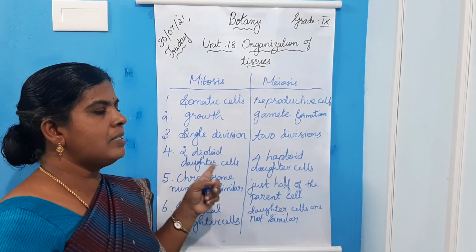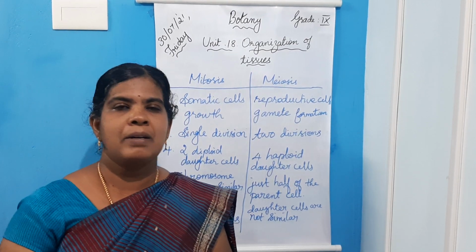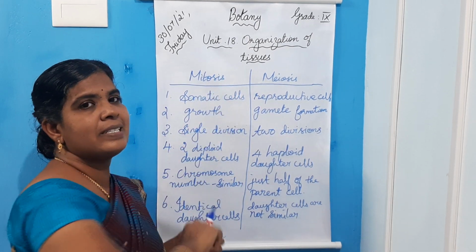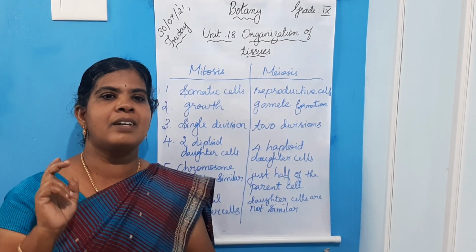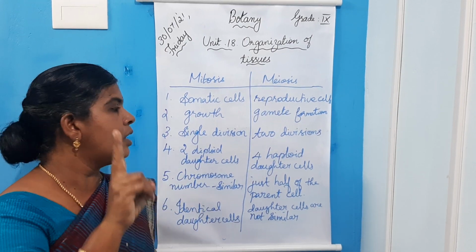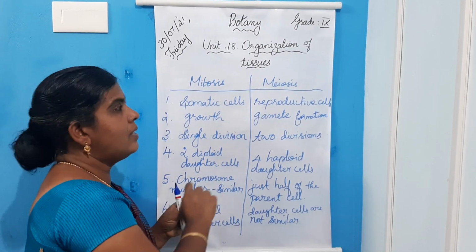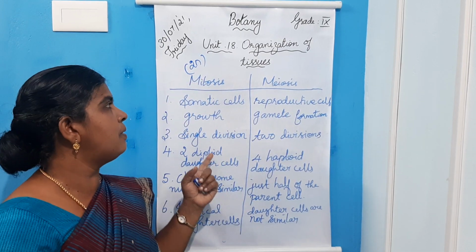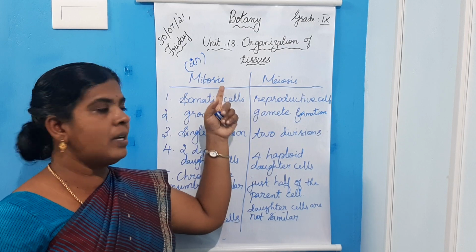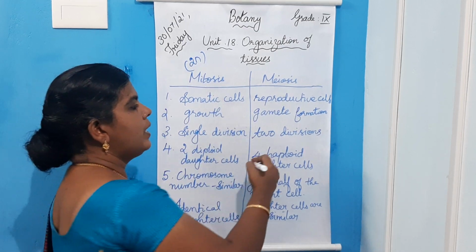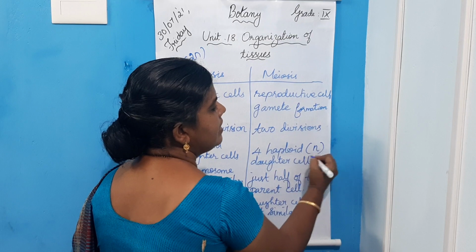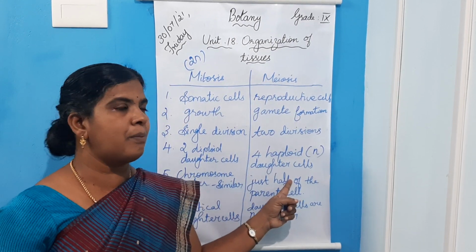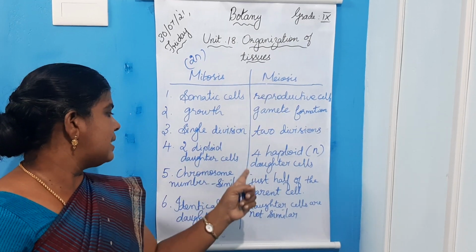Then the fourth difference is that two diploid daughter cells are formed by mitosis cell division. Diploid means 2n. And four haploid daughter cells are formed by meiosis cell division. Haploid is designated as n.